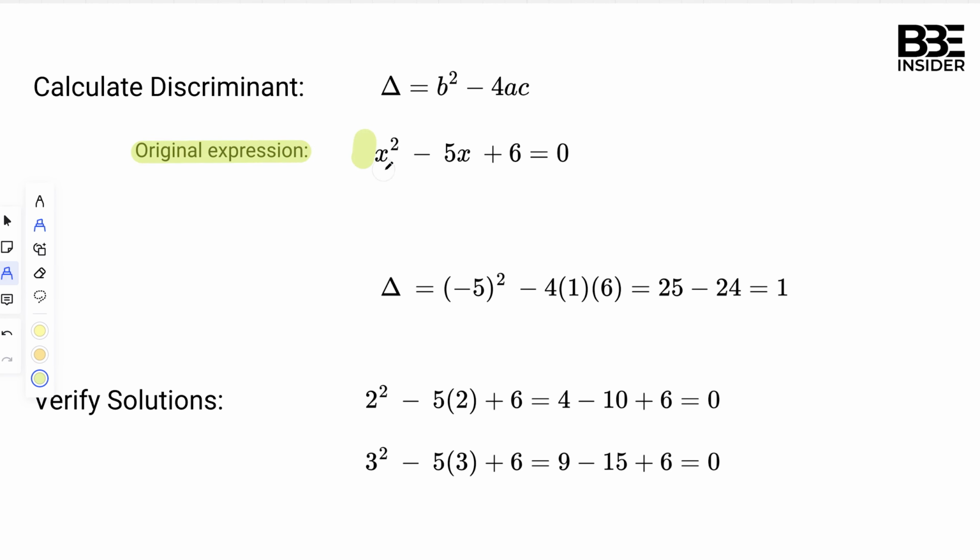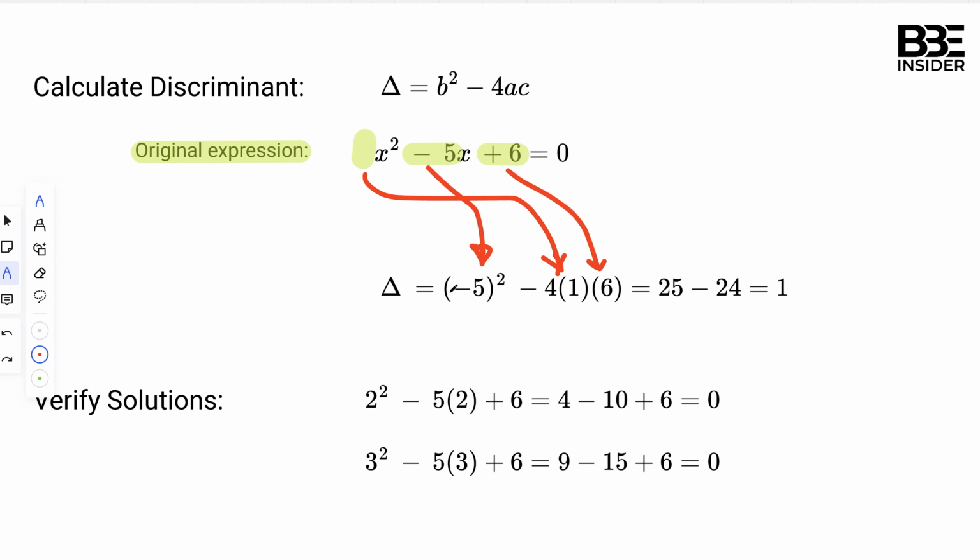A equals 1 because there's nothing in front of the quadratic term. You could imagine there's a 1 in front of it. B equals -5 and C equals 6. We use these values and plug them into the formula for the discriminant.